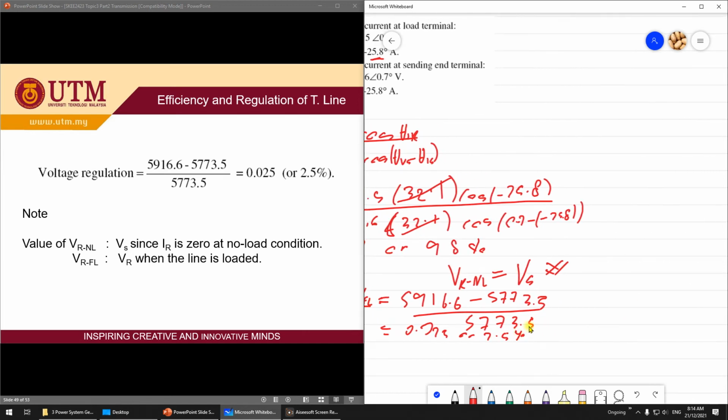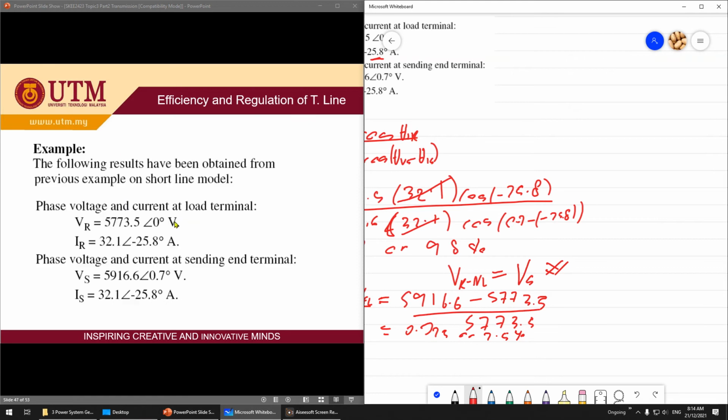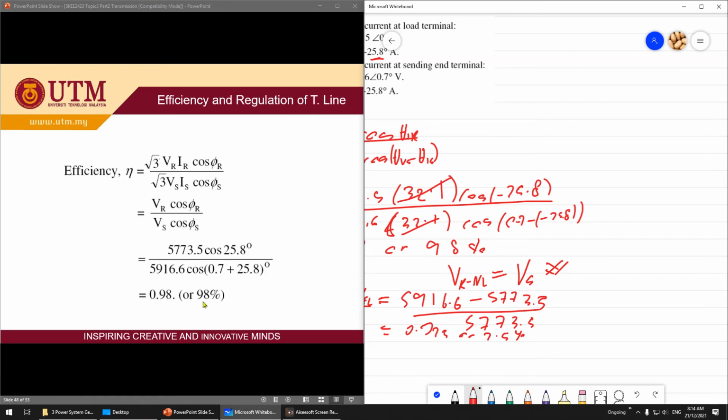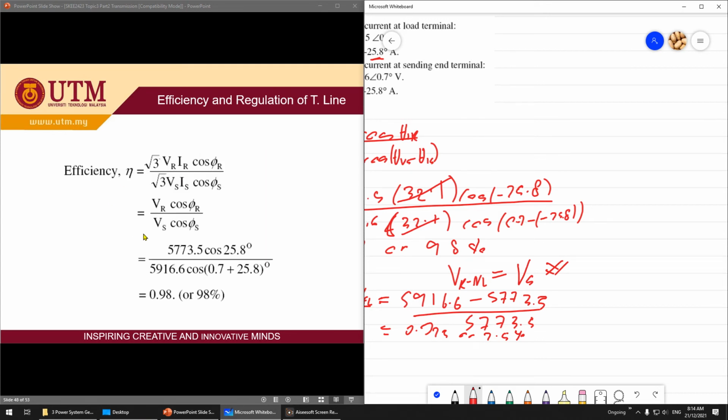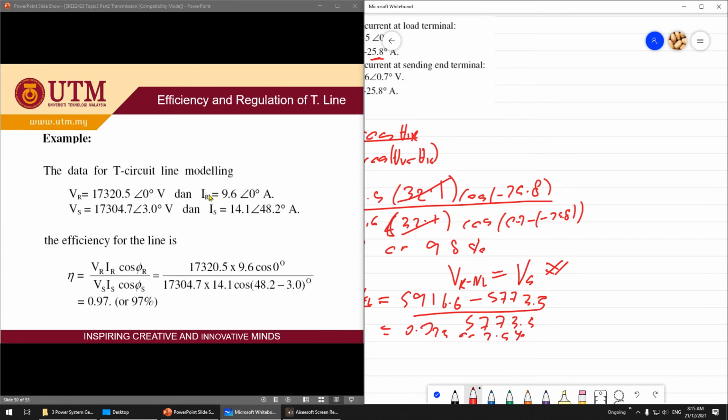So voltage regulation and the transmission line. For a transmission line, efficiency is quite high, usually more than 90%. The voltage regulation is usually less than 10%, very small, and the efficiency is very high. So let me clear this first.